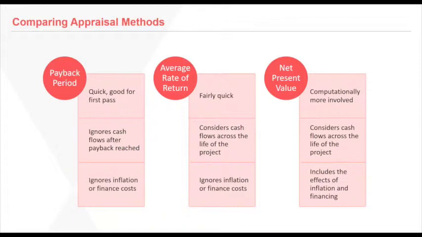When we consider an average rate of return, it's also pretty quick. We've got our future cash flows, we add them all together, we divide them by the number of years of the project life to get an average flow coming in per year, and we assess that average flow relative to the initial capital outflow.